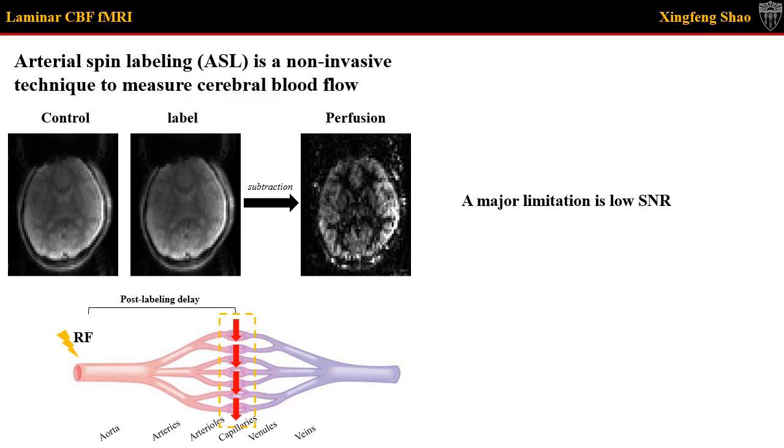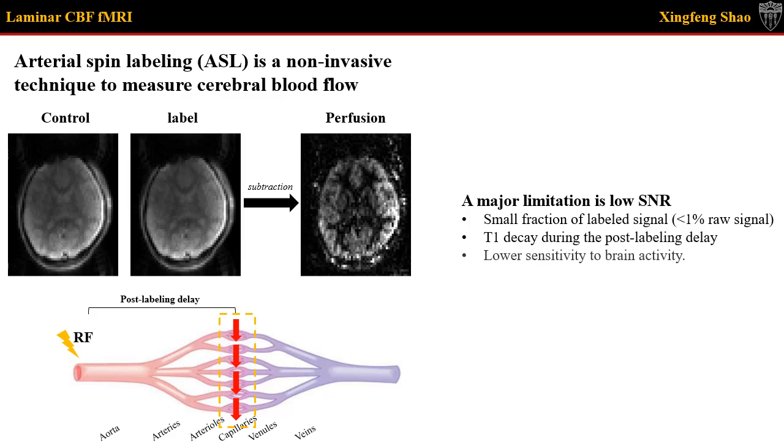One major limitation of the ASL technique is the low SNR. The major reason is that the ASL signal is only about 1% of the raw image intensity, and there is also T1 decay during the post-labeling delay. So lower SNR limits the capability of using ASL to detect brain activity.